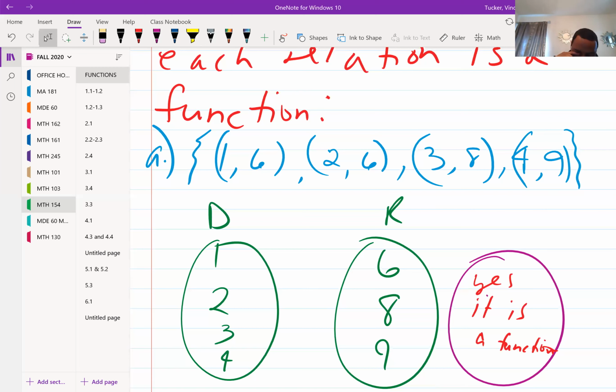All right. So we wouldn't double the 6, right? Because it's already shown. All you have to do is show it once.